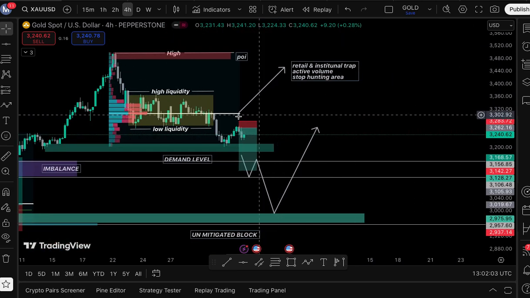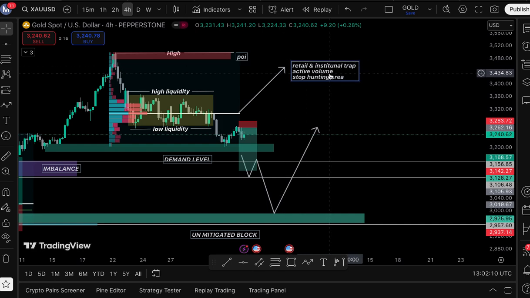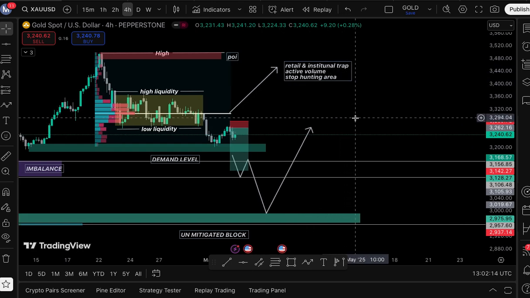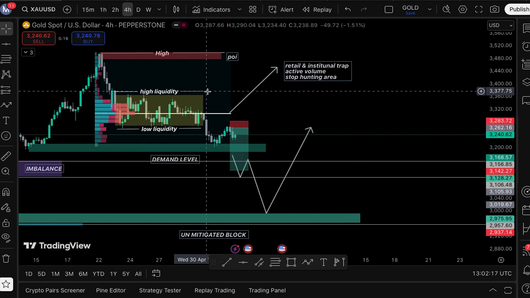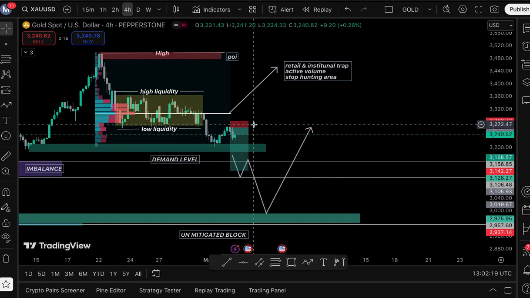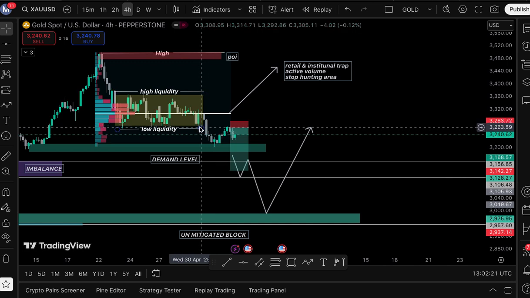As you can see, this indicator is the fixed volume profile indicator. It will show you the retail and institutional traps, active volume and stop hunting areas. The stop hunting areas are like this one, the high liquidity and low liquidity. Most of the traders will be active at this bottom and top point.